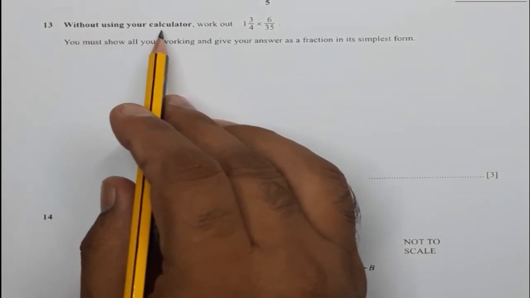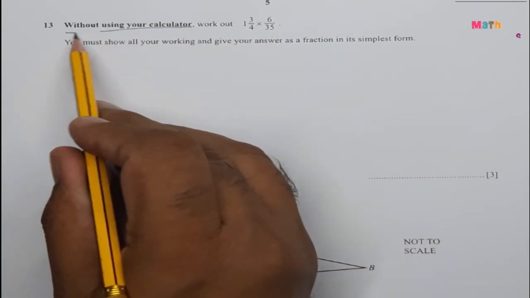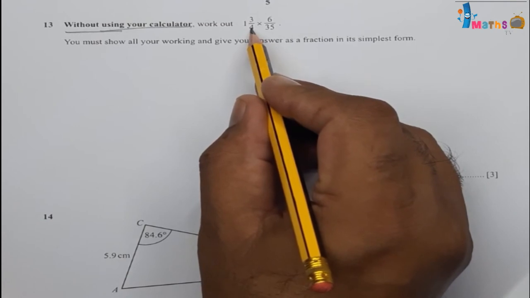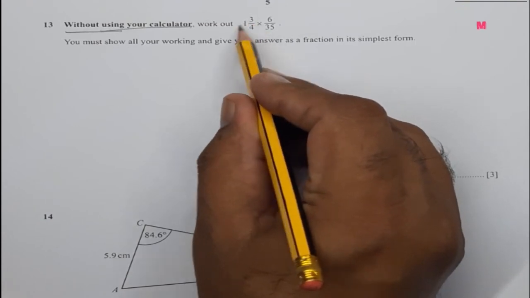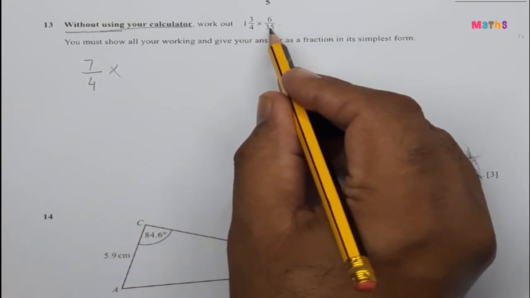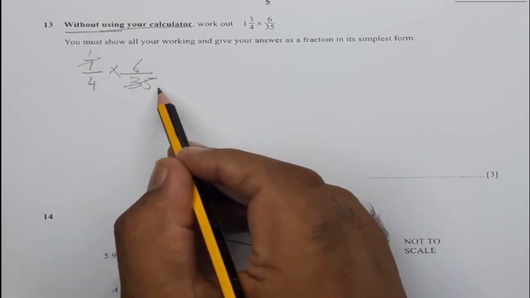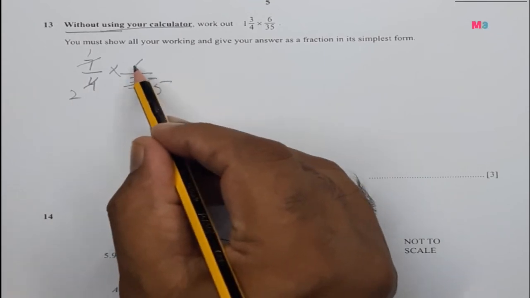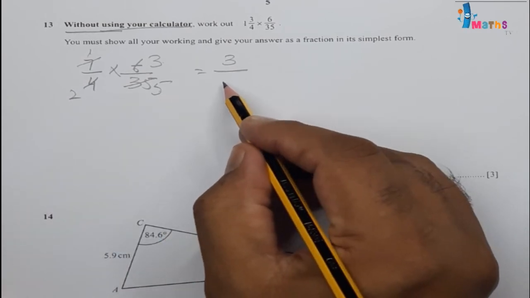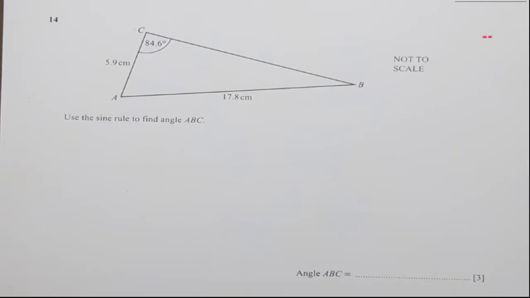Question number 13. Without using your calculator, work out this one. So this is without using. 1 whole 3 by 4, we can write it as 4 into 1 will be 4 plus 3. So 7 by 4. We can write 7 by 4. And multiplication, this will be 6 over 35. So we can cancel 7 1s are 7, 7 5s are 35. And 2 2s are 4, 2 3s are 6. Now 1 into 3 will be 3. And 5 into 2 will be 10. So we can write it as 3 over 10. Question number 14.